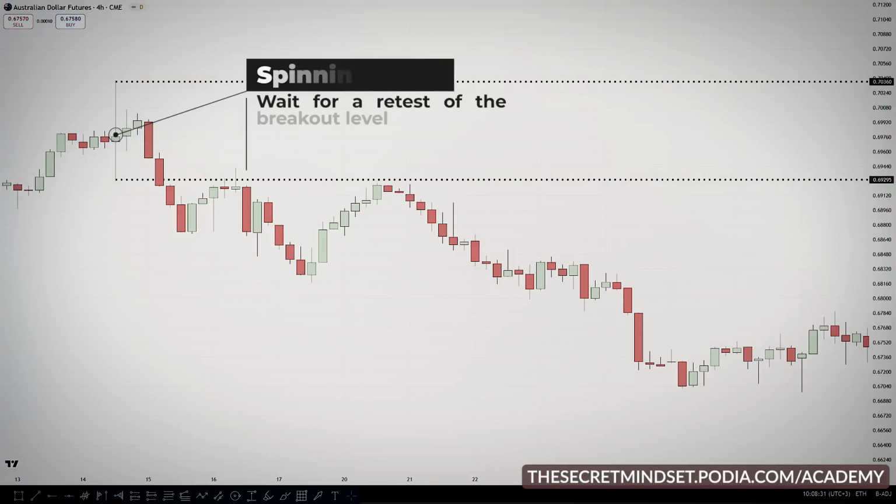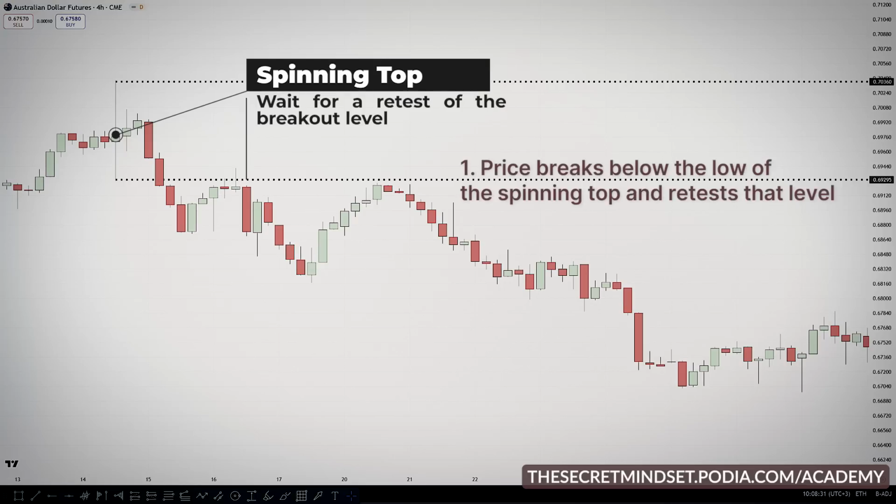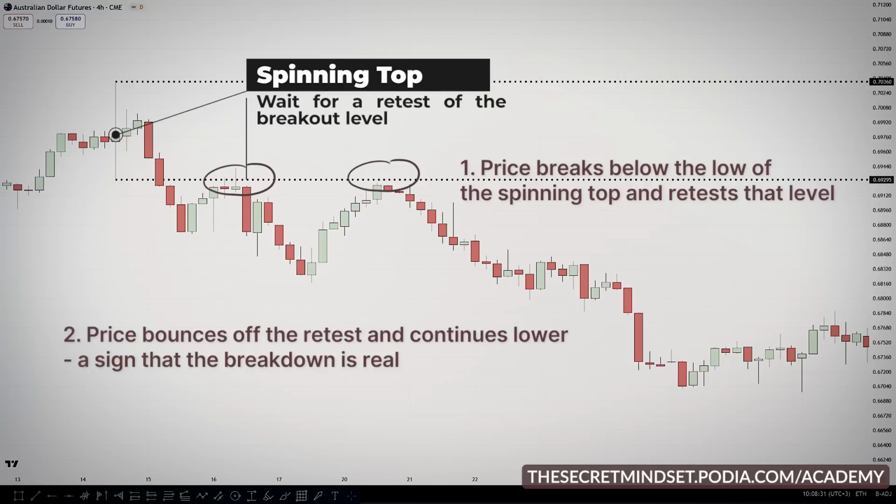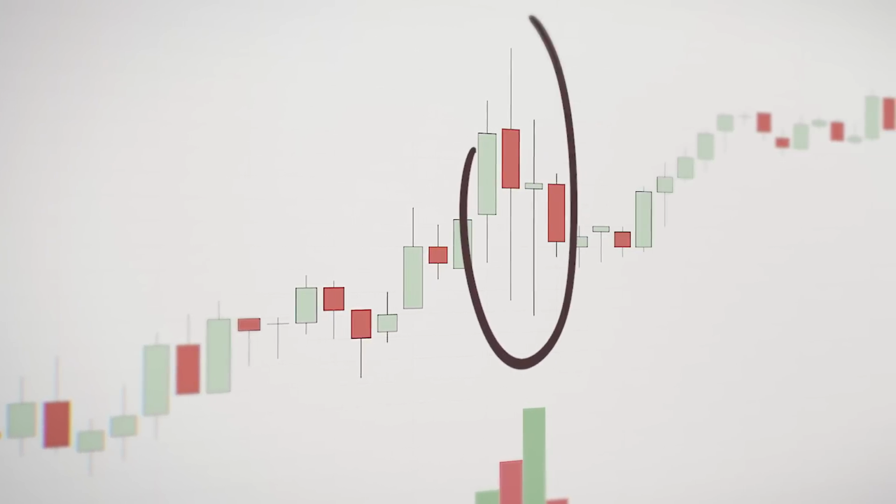One of the best ways to avoid getting trapped is to wait for a retest of the breakout level. For instance, if a spinning top forms at the end of an uptrend and the price breaks below the low of the spinning top, wait to see if the price retests that level before entering a short position. If the price bounces off the retest and continues lower, it's a sign that the breakdown is real. If the price moves back above the level, it's a sign that the breakdown was false, and you should avoid entering a short position. And be aware of key levels.